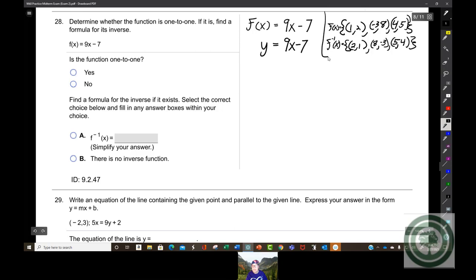So let me make a little wall around this. The way you find the inverse of this is you switch the x and the y. X equals 9y minus 7. And then you just solve for y. But you already know how to do this because you've been doing it. Plus 7, plus 7. So x plus 7 equals 9y. And you divide by 9 and divide by 9.